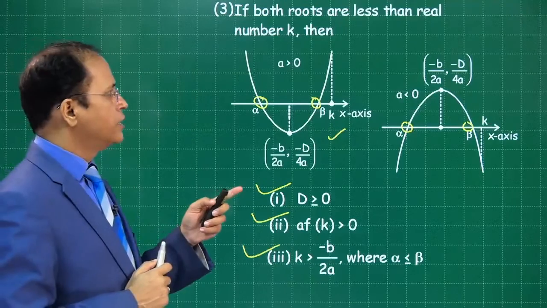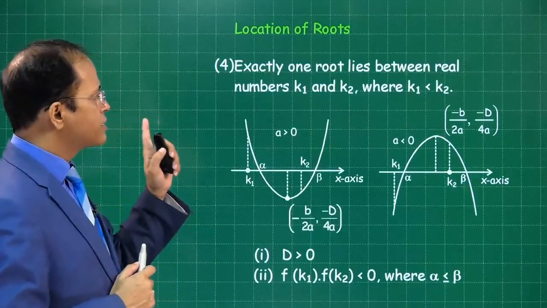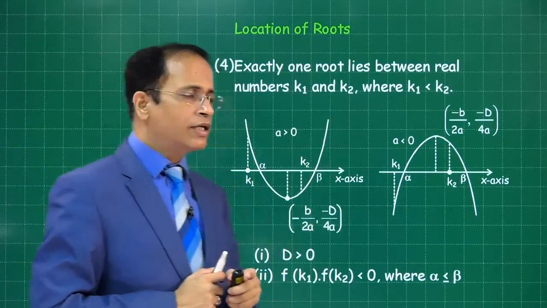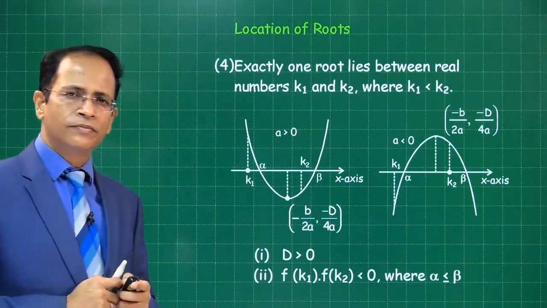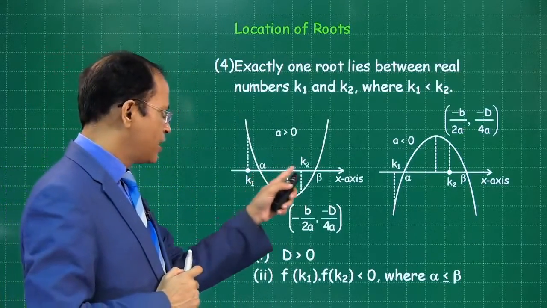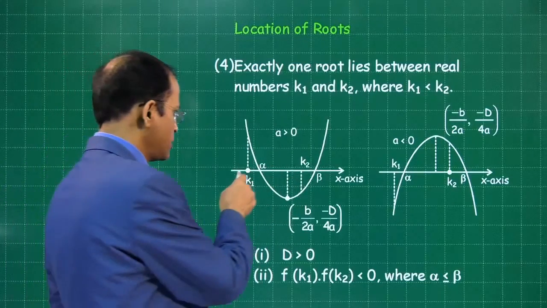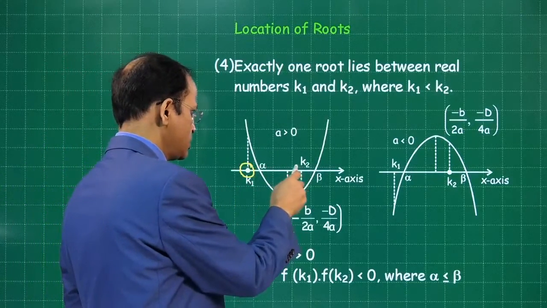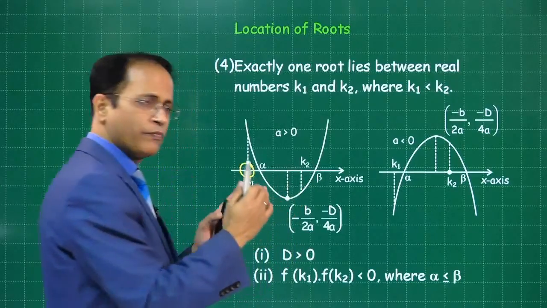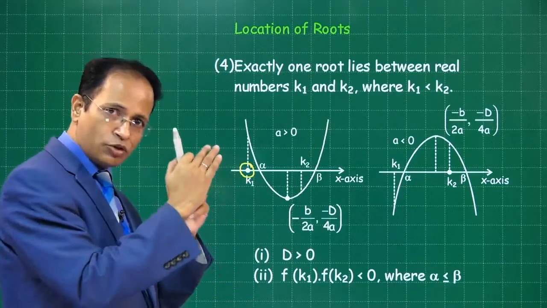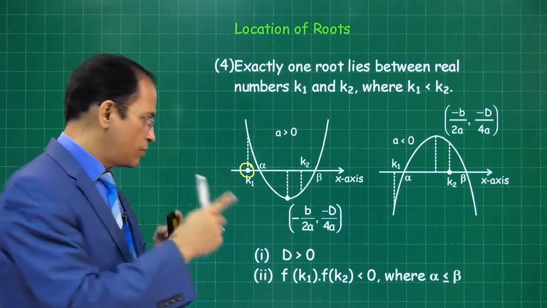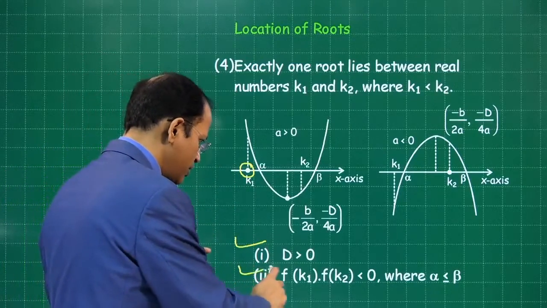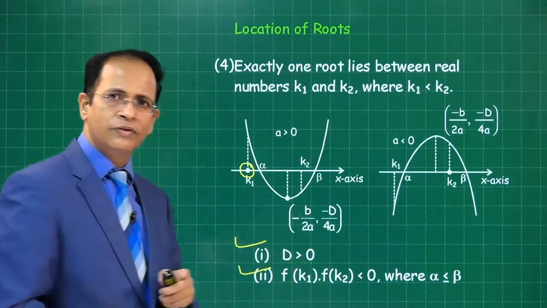Similarly, if we say exactly one root lies between real numbers k1 and k2, where k1 is less than k2. So what we have? We have been given alpha and beta. This is k1, this is k2, right? So k1 and k2 are two real numbers. Suppose there are two cases we have. So here we have to use two things only, that is D is greater than 0, f of k1 into f of k2 is less than 0.